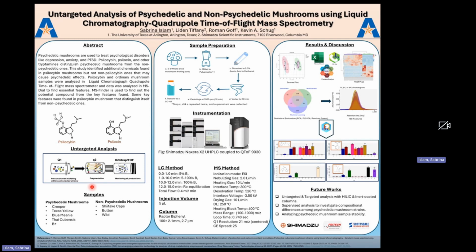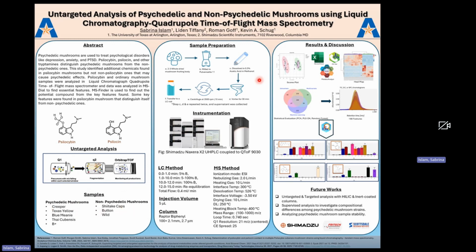This is a method of molecular structure determination in which all ions within a selected m/z ratio are fragmented and analyzed in a second stage of tandem mass spectrometry by a high resolution mass spectrometer. The samples we used are both psychedelic mushrooms and non-psychedelic mushrooms.